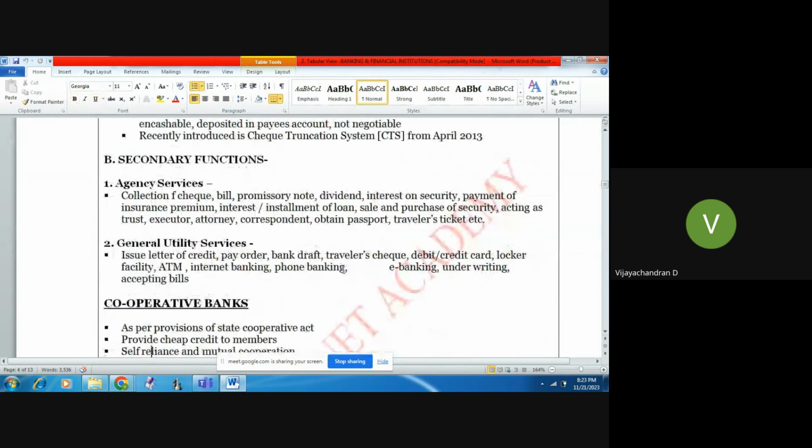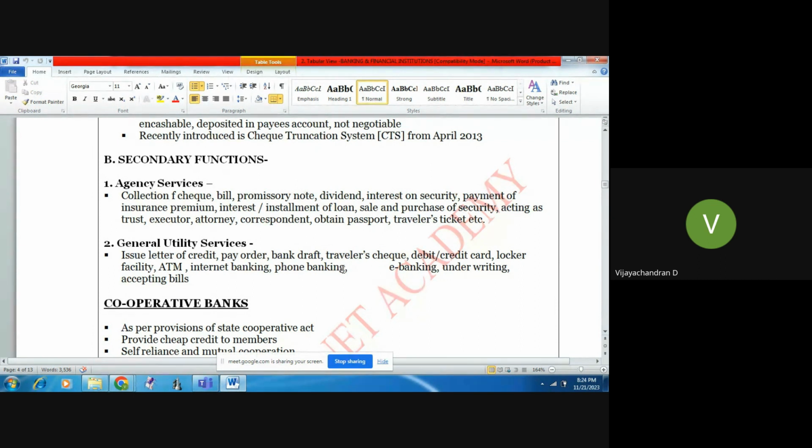What is the secondary function? I told you, secondary functions are agency function and utility function. The agency function: collection of bills, checks, pronotes. They will collect the dividend on behalf of the customer. They will collect the interest on behalf of the customer. They will pay rent, interest, installments, lease, rental on behalf of the customer, as per the standing instruction of the customer. Even they will pay the bills as per the instruction of the customer. These are coming under agency service.